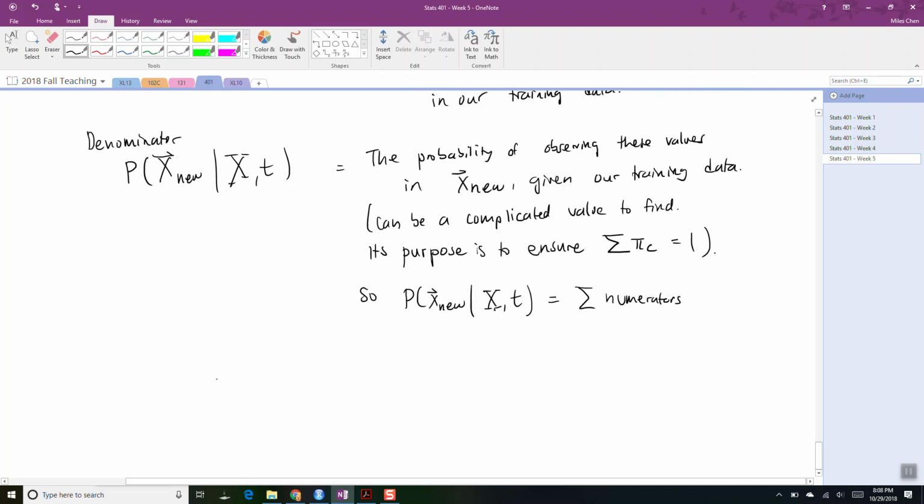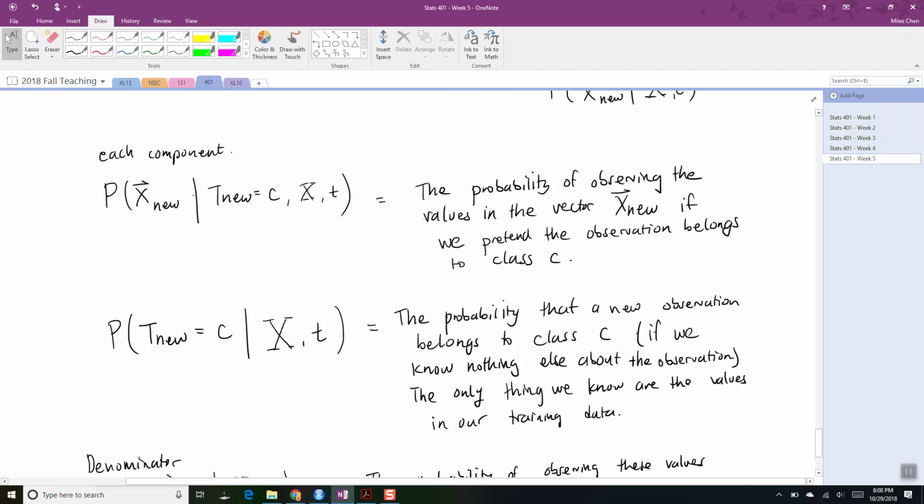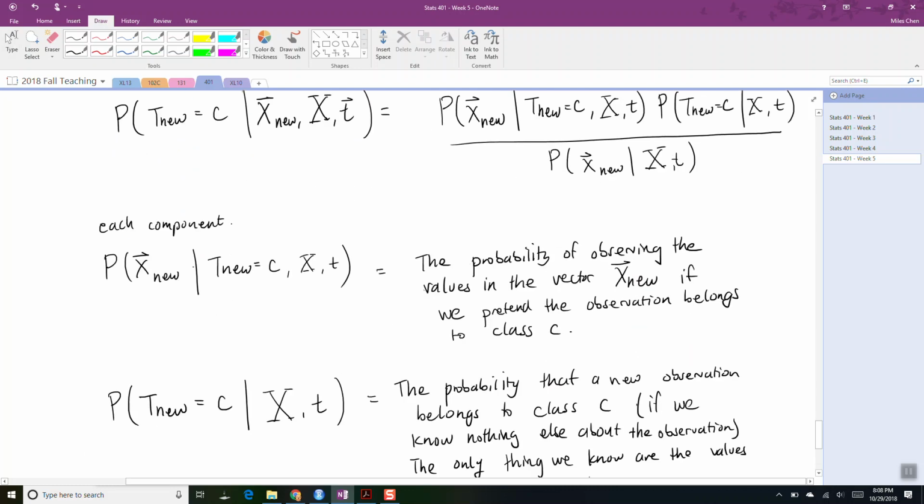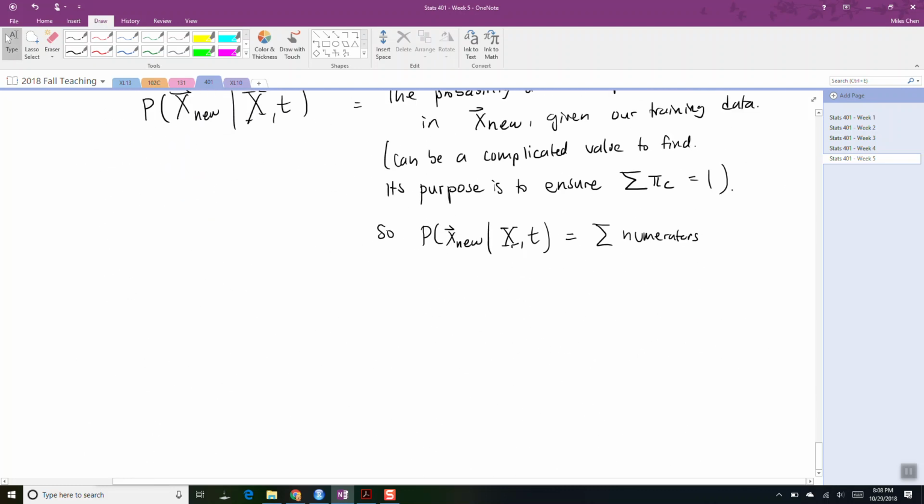Is that okay? Do you want me to write this out? So you're just going to take the numerator and calculate it for each class. Here, I'll say it'll be the sum of the numerators, calculated for each class.